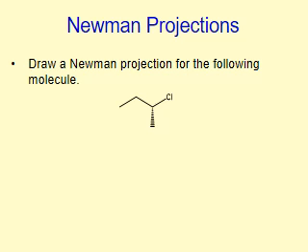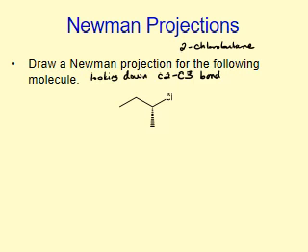So let's go ahead and draw a Newman projection for the following molecule. And when you're given these instructions, you typically also need to know what bond you are looking down. So I'm going to specify, for the example of doing this problem, let's look down the carbon-2, carbon-3 bond. If you were to go back and name this from the previous lesson, we'd be looking at 2-chlorobutane, and we're going to be looking down carbon-2 to carbon-3.